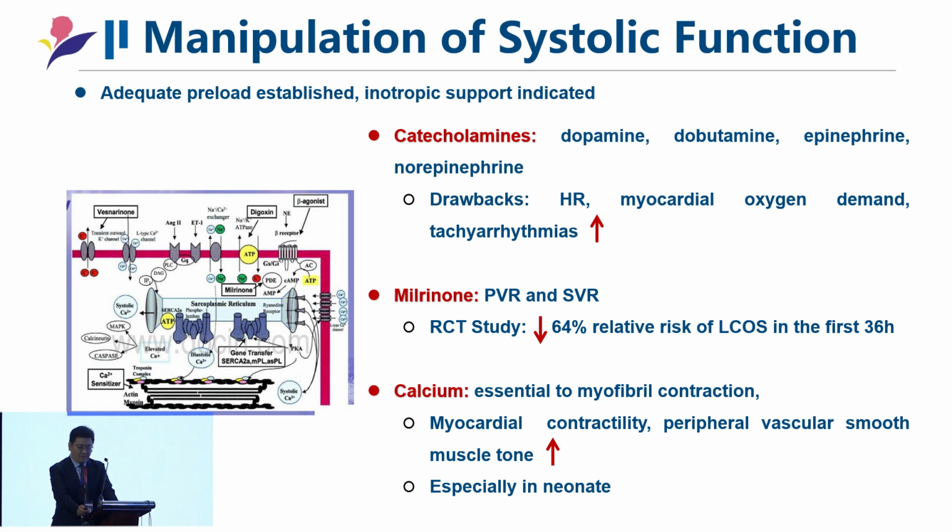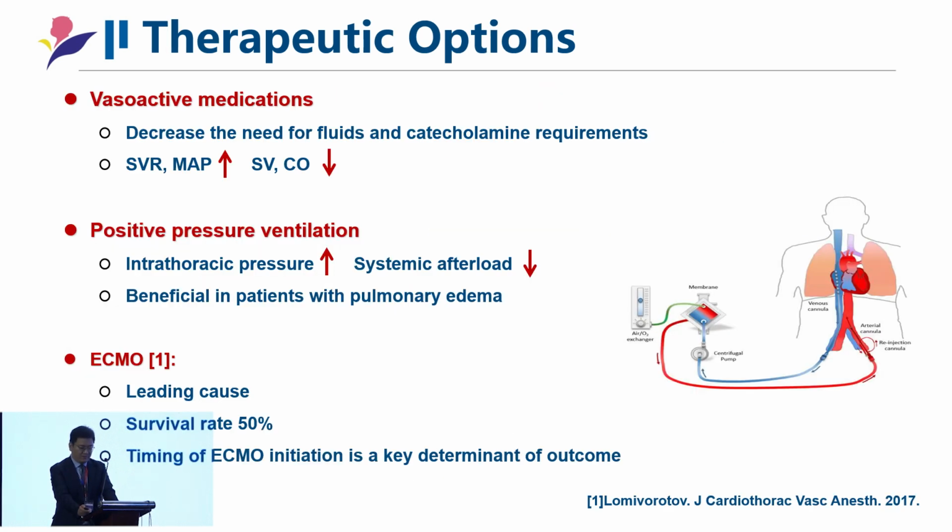Vasopressin reduces the fluid and catecholamine needs, but may lower cardiac output by increasing systemic vascular resistance, especially in patients with systolic dysfunction. Positive pressure ventilation lowers afterload by raising intrathoracic pressure, benefiting those with pulmonary edema.